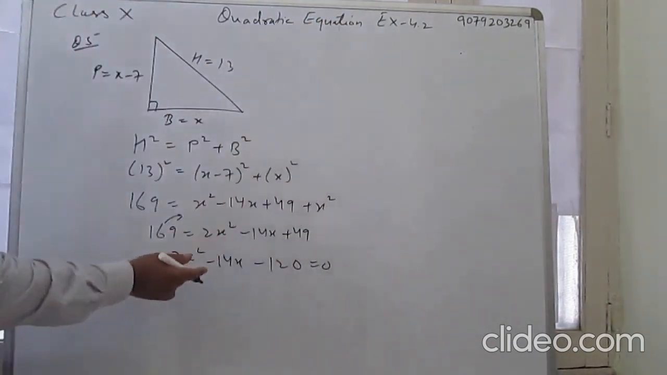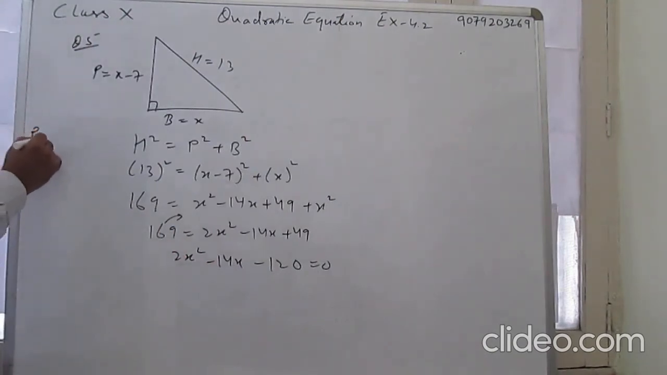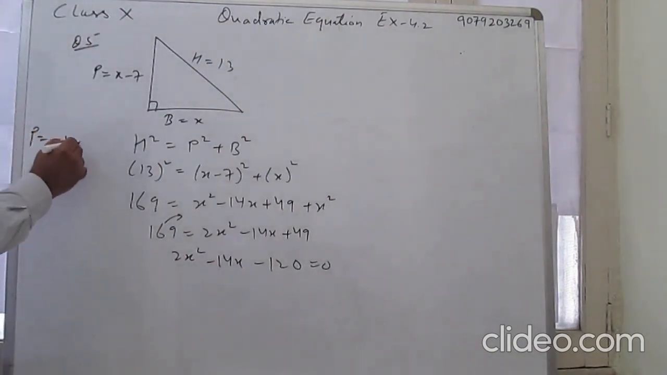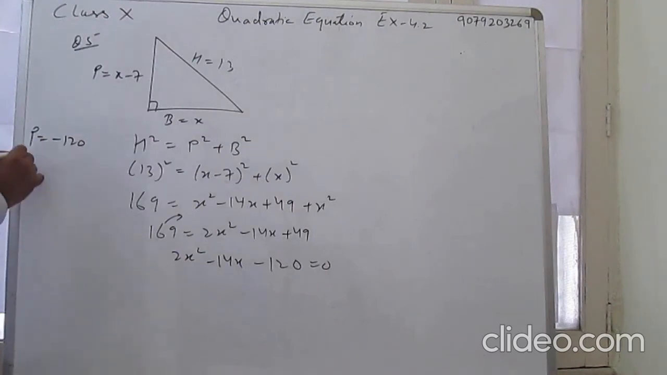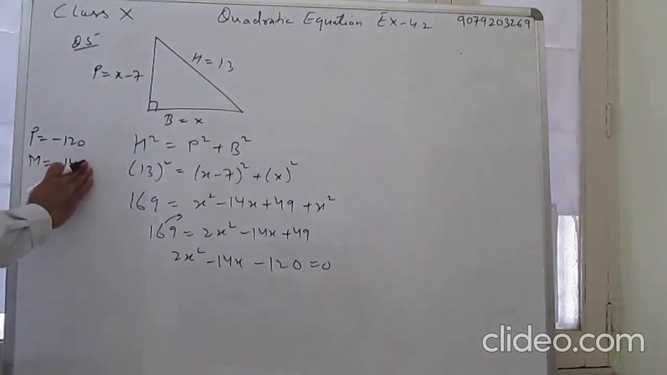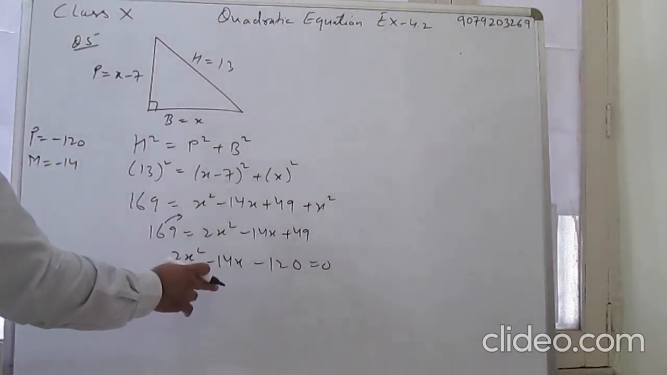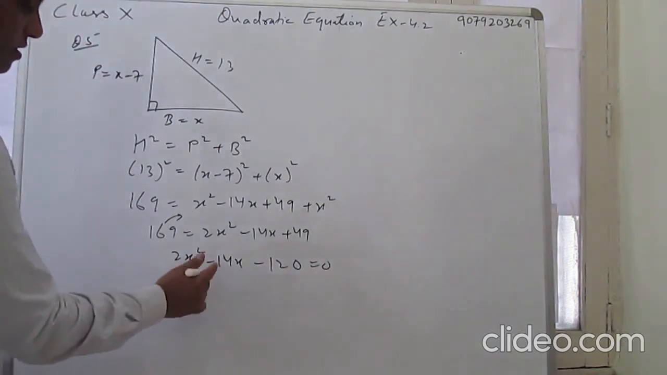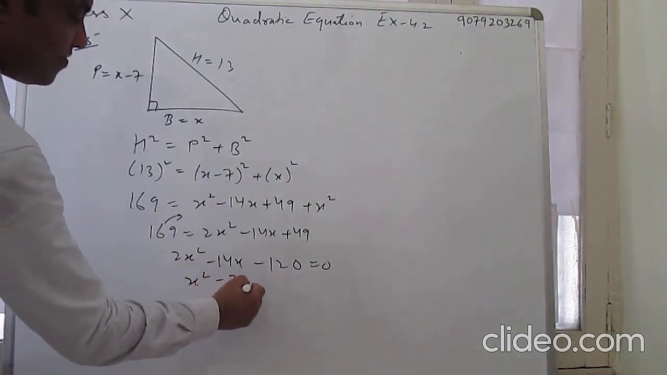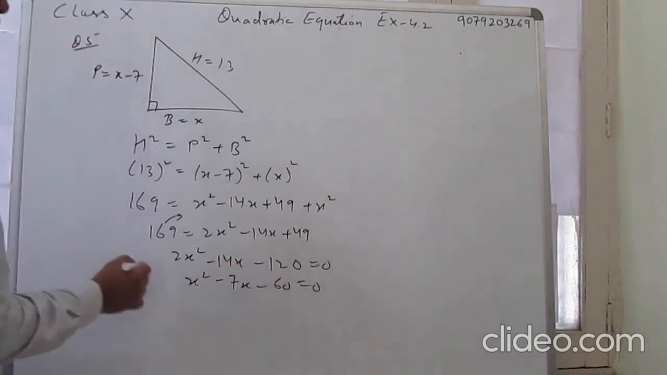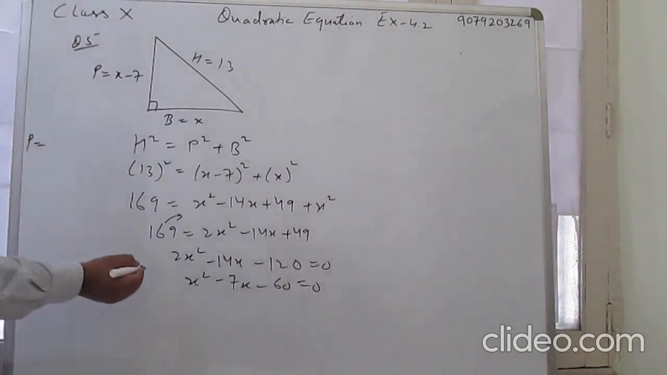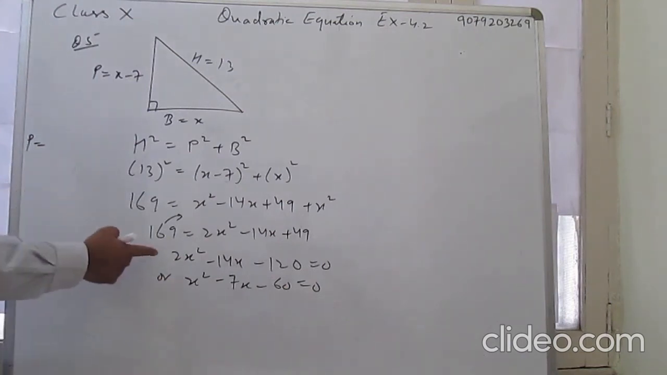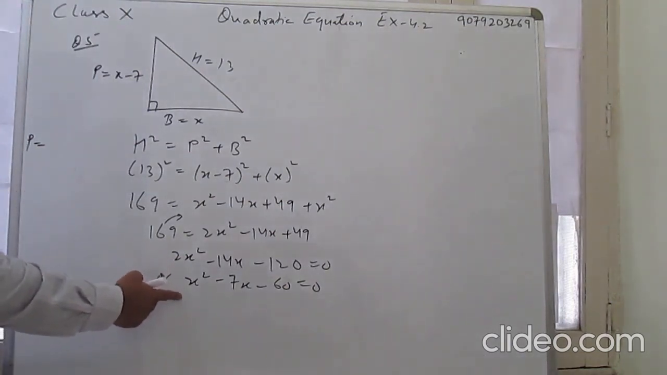So what is the product here? See here, what is the product? Minus 120, and what is the middle term? Minus 14. इसको पहले डिवाइड कीजिए, simplify it. So it is x square minus 7x minus 60 is equal to 0. Simplify, divide the equation by 2, you will get this.